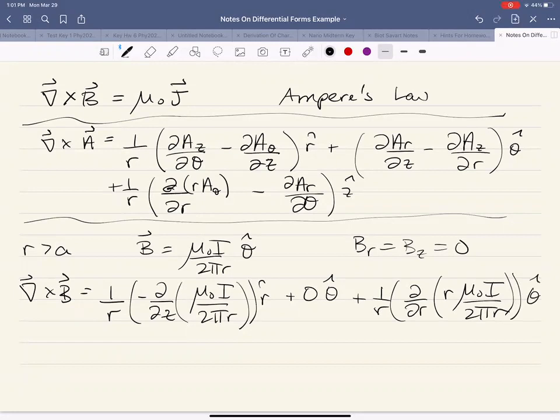Okay, so now let's see what's going on here. If I look at my r hat term first, I have the partial with respect to z of mu naught I over 2 pi r. Remember, for partial derivatives, if there's no explicit dependence, then that means it's 0. So this r hat term is going to be 0 because mu naught I over 2 pi r does not contain z. Now let's look at the, I'm sorry, this should be z hat.